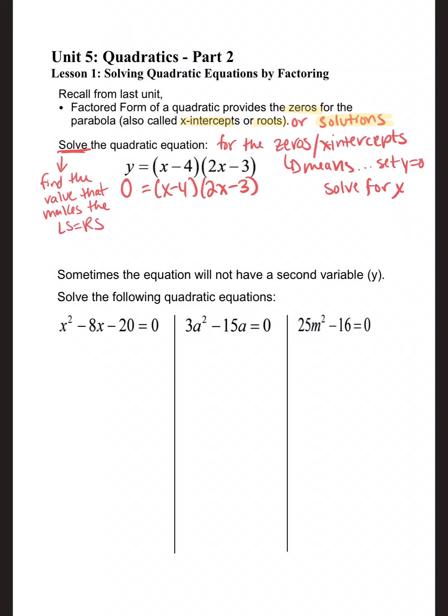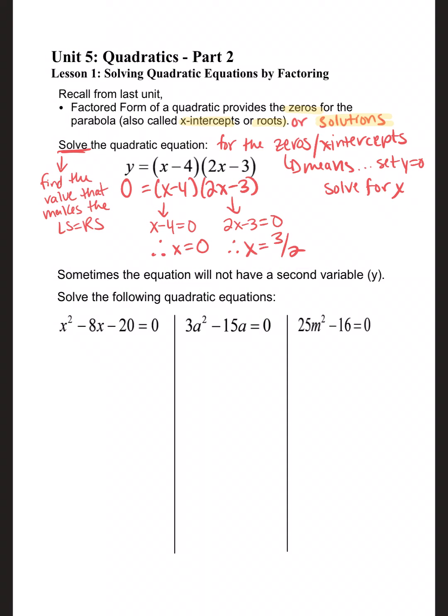Which again, we did lots of with our linear equations as well. The zero product property tells us that one of these brackets must equal 0 in order for them to be multiplied together and equal 0. Therefore our solutions or our zeros are going to be a positive 4, or we would add 3 and divide by 2. So those could be my solutions as well.